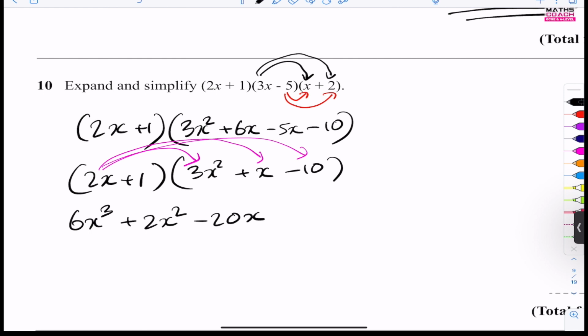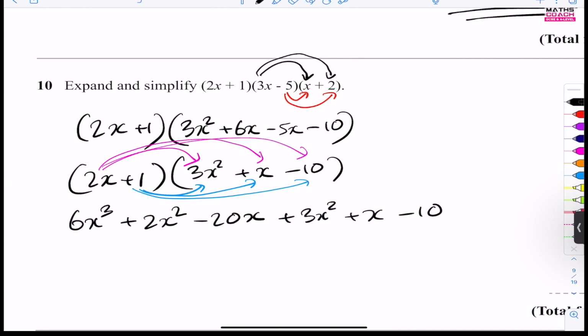And now we're going to do the 1. So 1 times 3x squared, 1 times x, 1 times minus 10. So that's going to be, first one, 1 times 3 is plus 3x squared, then 1 times x is plus x, and then 1 times minus 10 is minus 10.